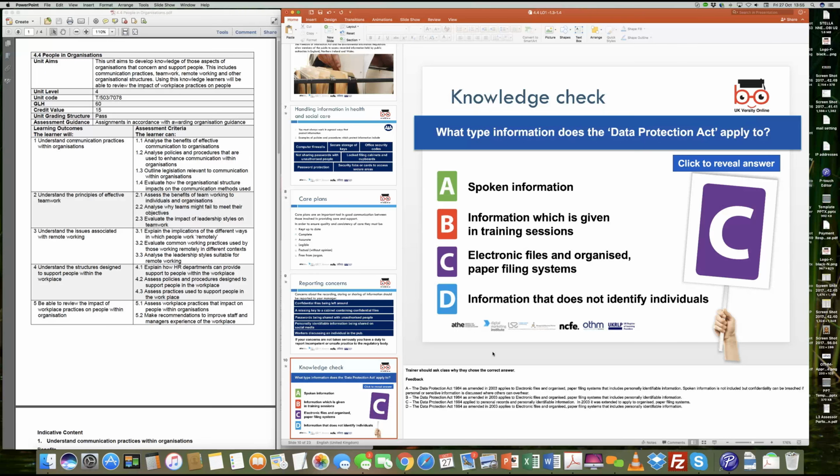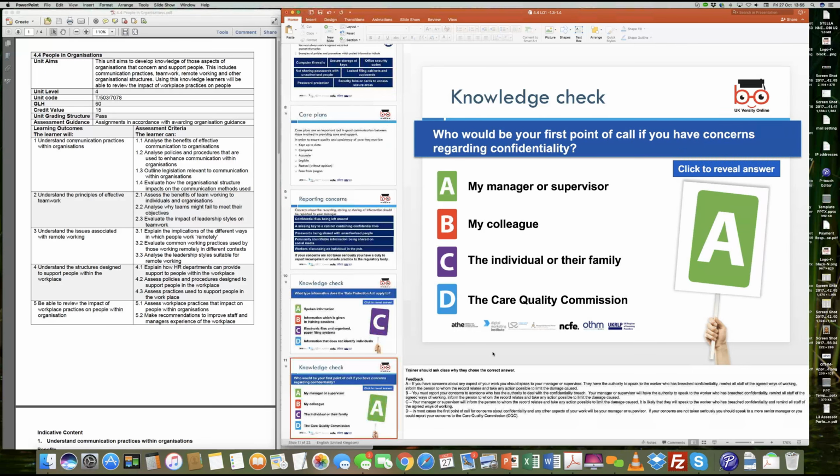Okay. The other would be, for example, what would be your first point of call if you have concerns regarding confidentiality? Who do you sensitize first if you feel that the information is not being shared, or is being shared outside the remit? Would you do it with the care commission, for example, the highest authority? Would you do it with an individual in a family or a colleague, or would you go to your manager or your supervisor? Yeah, your manager or supervisor.